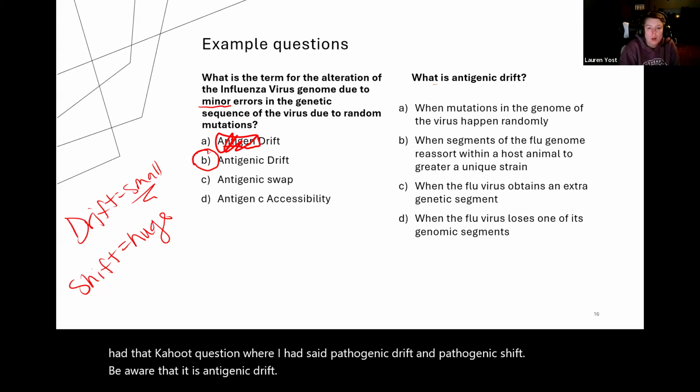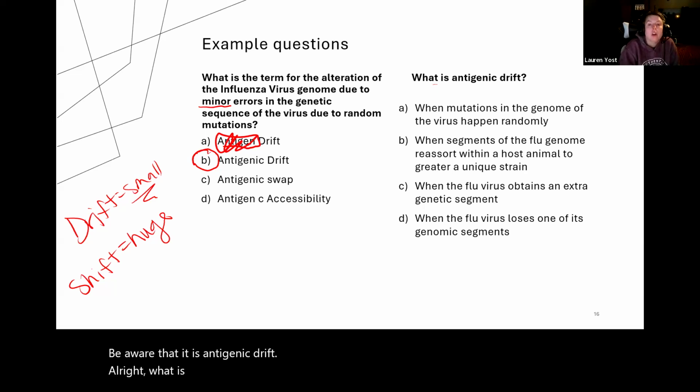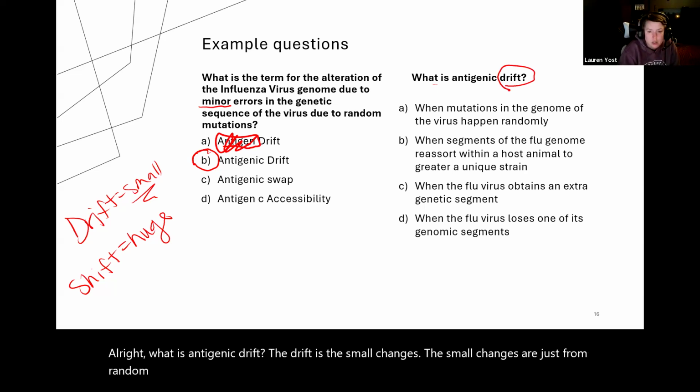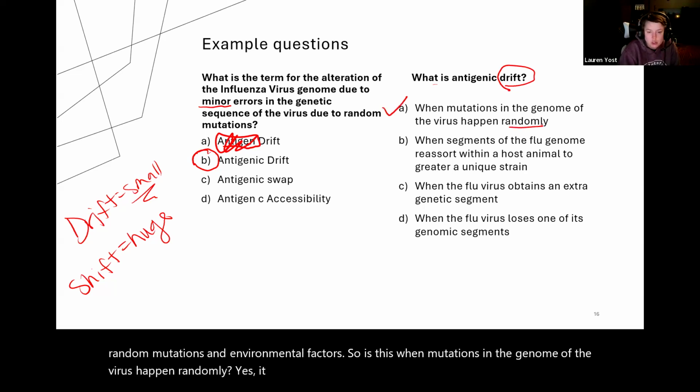All right, what is antigenic drift? The drift is the small changes. The small changes are just from random mutations and environmental factors. So is this when mutations in the genome of the virus happen randomly? Yes, it is. So this could probably be our choice.